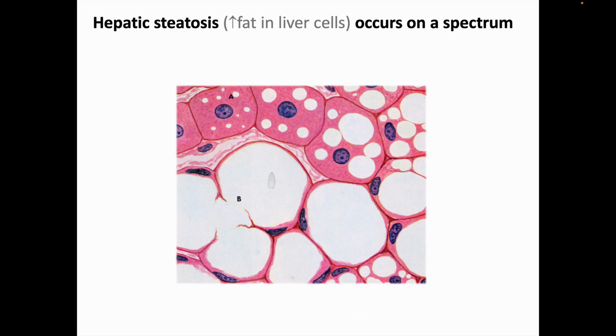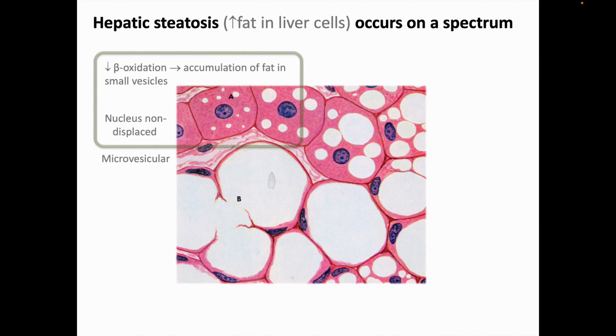We're going to take a very brief one-slide detour to talk about fatty liver, since we've already begun discussing fat metabolism and liver cells. Hepatic steatosis literally means the condition of having a lot of fat in the liver cells, and this can occur along a spectrum. On one side of the spectrum, we can see microvesicular steatosis, where there is an accumulation of fat in multiple small vesicles. The tiny vesicles are spread evenly throughout the cell, so the nucleus remains in the center.